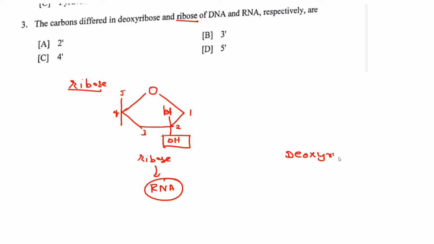Deoxyribose. Very simple. Same carbon, here sugar unit, right? Now, what is the difference? First position, second position. Okay. Here what? Here hydrogen atom, not OH.